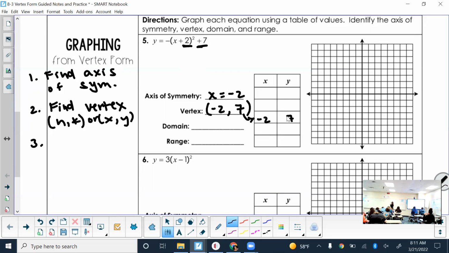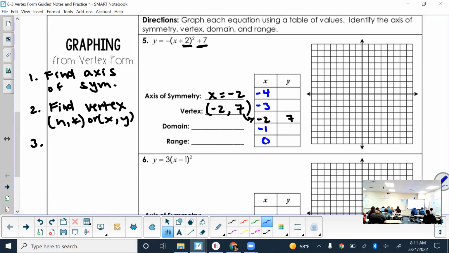What are some numbers before -2 on a number line? -3 and -4. Good. What are some numbers after? -1 and 0. Will it always be -4 to 0 on your tables? No, it just depends on your vertex. So use your vertex to make your table.